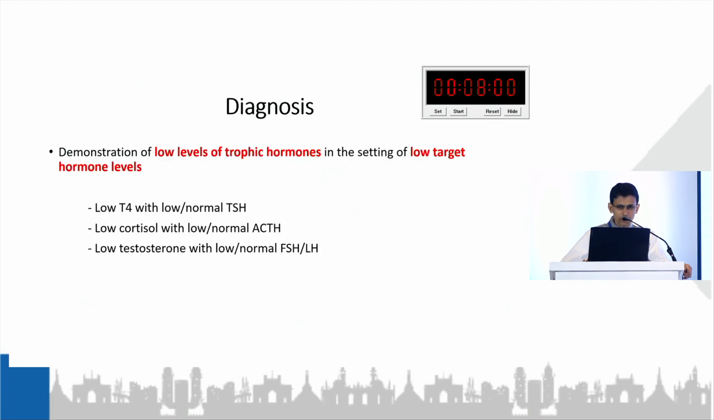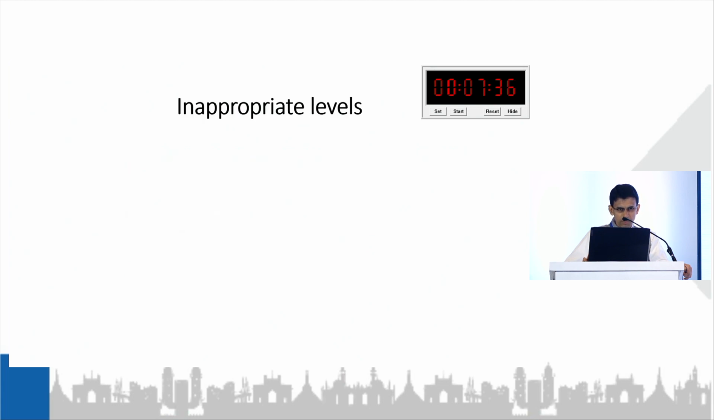So an important thing we have to remember, because of the negative feedback mechanism, whatever I have told in the past, low levels of tropic hormones in the setting of low target hormones, always suspect there is something wrong with the pituitary. Examples: low T4 with low or normal TSH, low cortisol with low or normal ACTH, low testosterone with low or normal FSH or LH. I'll give some examples.